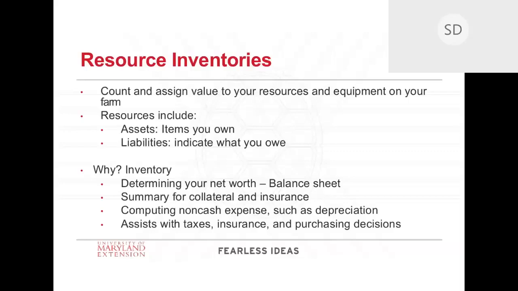It's really good for a summary of collateral, so you can show them what you own and what their value is, as well as with your insurance company. So you've got a listing of all your equipment right there. It's great for computing non-cash expenses, maybe like depreciation, and it can really help you with taxes, again, insurance, and then making those purchase decisions. Can I afford new? Should I get used? What is older? What is newer? And to make those types of decisions.